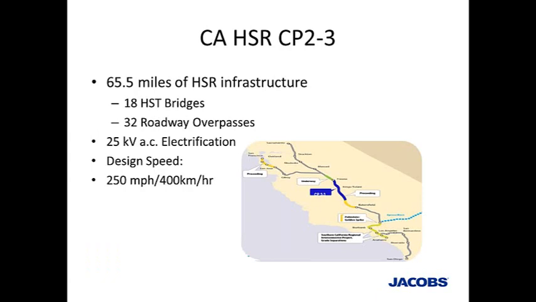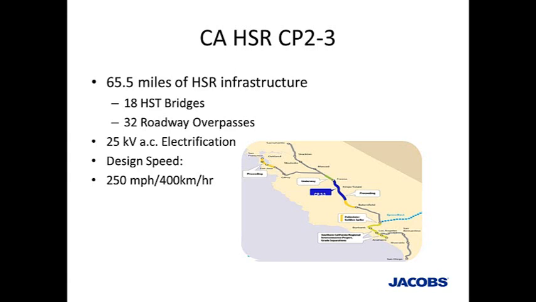The California High-Speed Rail Project is the story of segments within stages. The whole project involves connecting four major cities in California, that being Sacramento, San Francisco, LA, and San Diego, with the first true high-speed rail in America. The current stage is the corridor between Fresno and Bakersfield, and the segment we're working on is CP23. It's a 65-mile stretch that extends from Fresno County to Tulare County.